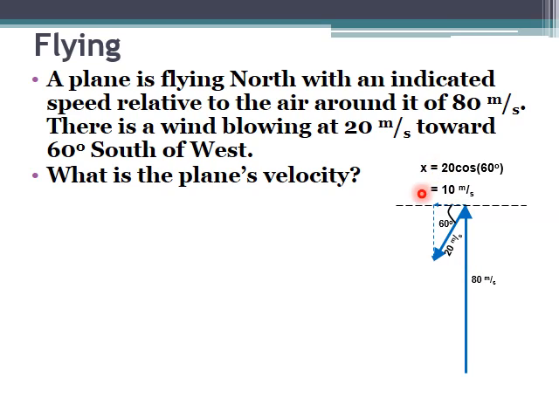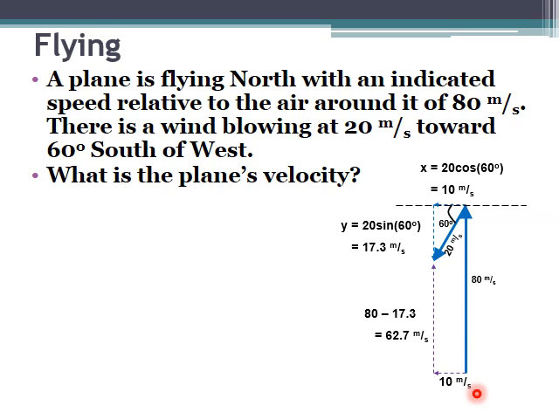So we have to figure out what each component is. For the x direction, it's going to be 20 cosine of 60 because it's adjacent to the 60-degree angle, which gives us 10 meters per second. And then the y direction is 20 sine of 60 because it's opposite, which is 17.3 meters per second. So that means the 80 meters per second subtracting 17.3 meters per second gives us a total of 62.7 meters per second north. So it slows it down, but it also has 10 meters per second that it's blowing it off course.